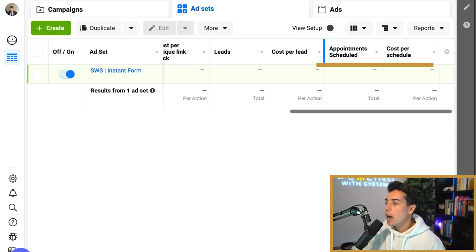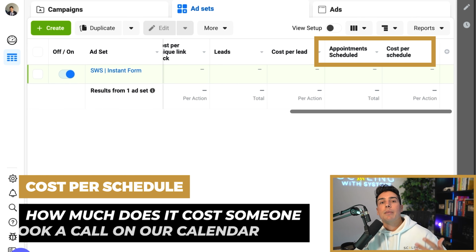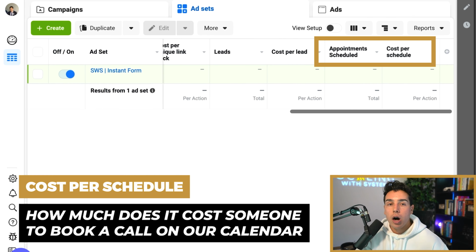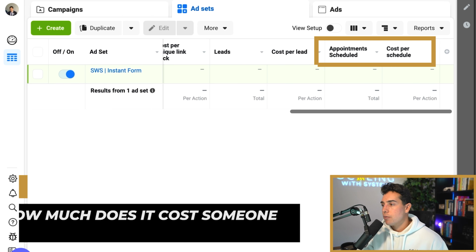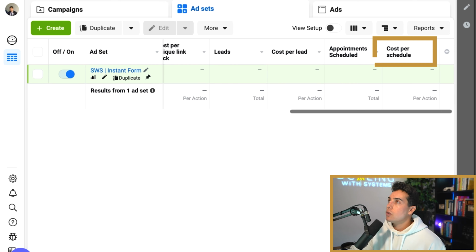And then you have the appointment schedule and the cost per schedule. So this is the last metric that we're looking at when it comes to Facebook ads. And this is essentially how much it costs for someone to book a call on our calendar, and how many booked calls we've gotten. So if I'm looking at this advertising campaign and I'm seeing that our cost per schedule is, let's say, $500, then this may be way out of metric for us to be able to be profitable with.